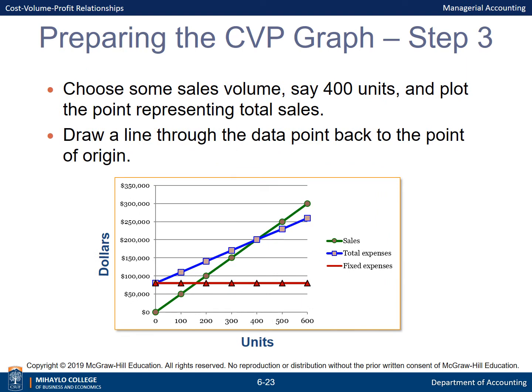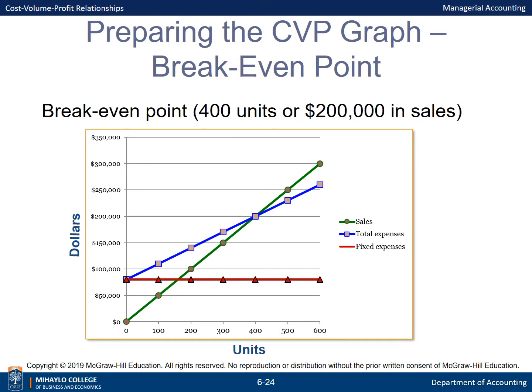Choose some sales volume, say 400 units, and plot the point representing total sales. Draw a line through the data point back to the point of origin. The break-even point is where the total revenue and total expenses lines intersect, 400 units or $200,000 in sales. The profit area is above the break-even point, and the loss area is below the break-even point.